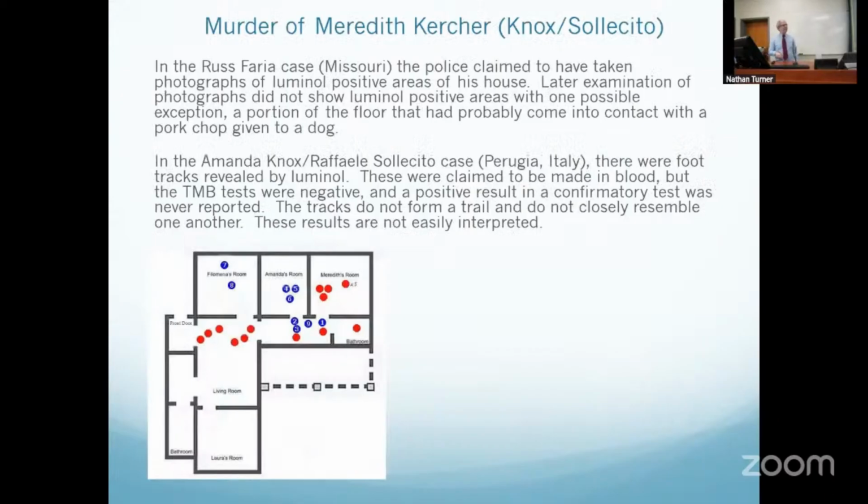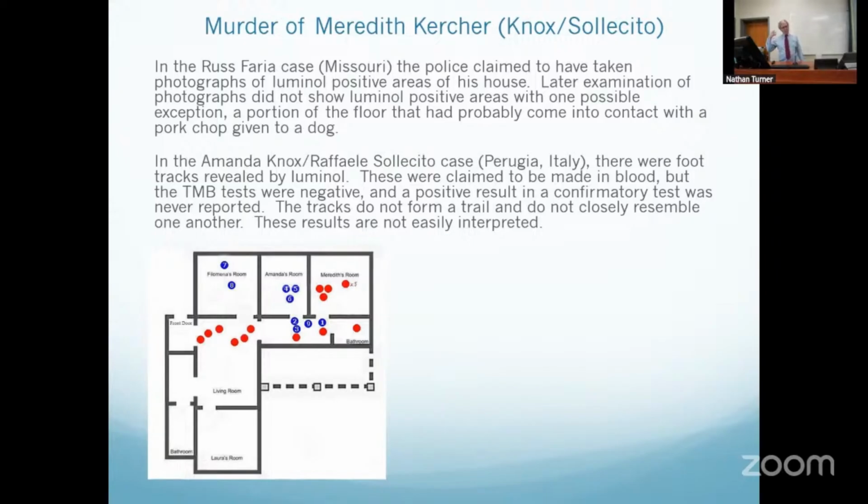So now let's talk about Amanda Knox and Raffaele Sollecito. Perugia, Italy, 2007. Meredith Kercher is Amanda's roommate with two other young professional women. Meredith is found murdered. Amanda and Raffaele, her then boyfriend, helped to discover the body. So in this map of the cottage where the four young women lived, all the blue dots are luminol positive spots. And I want to focus on spots 1, 2, and 3 for a moment.